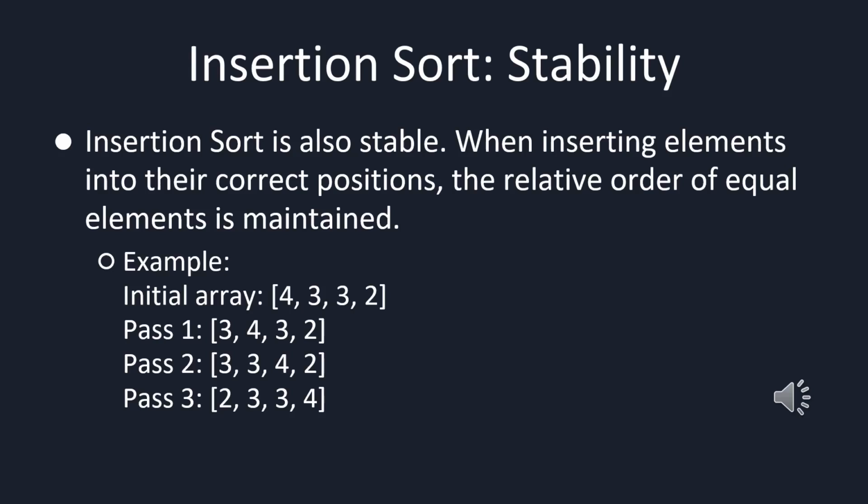Next, we'll look at insertion sort, which is also a stable algorithm. When an element is inserted into its correct position, it does not disturb the relative order of equal elements. As an example, consider the array 4, 3, 3, 2. Even after sorting, the two 3s remain in their original relative order, demonstrating the stability of insertion sort.